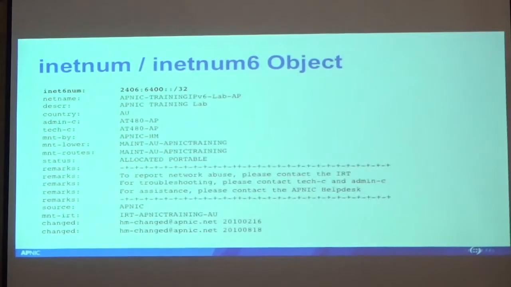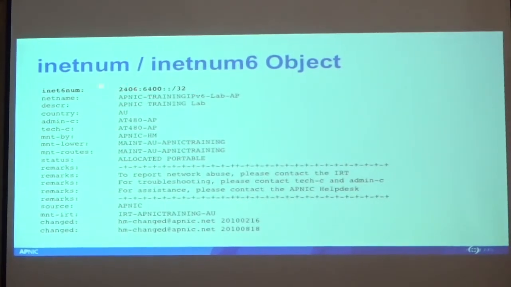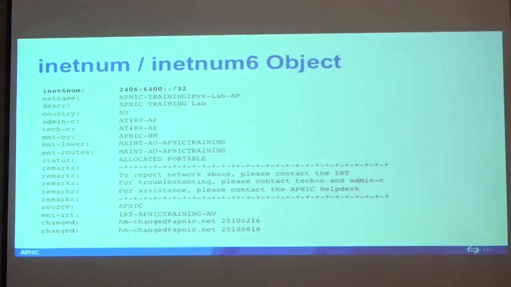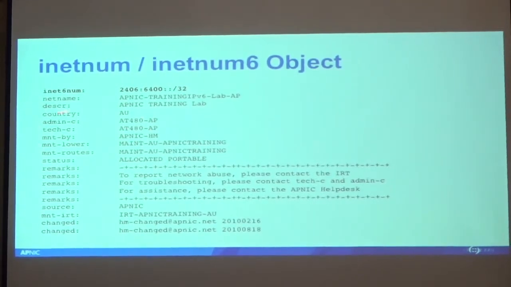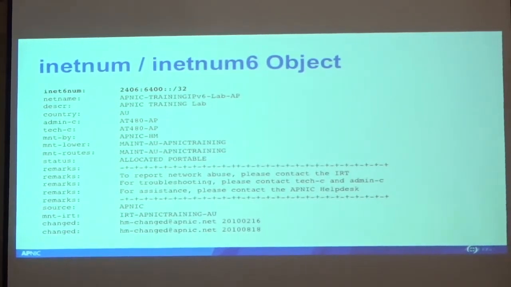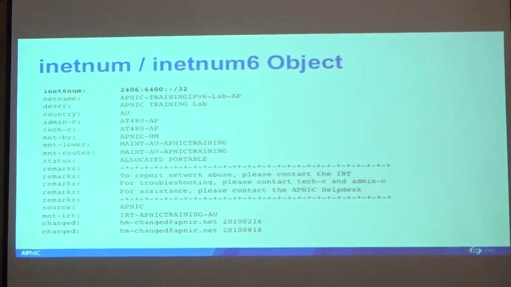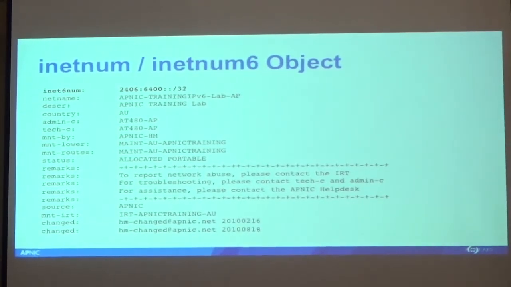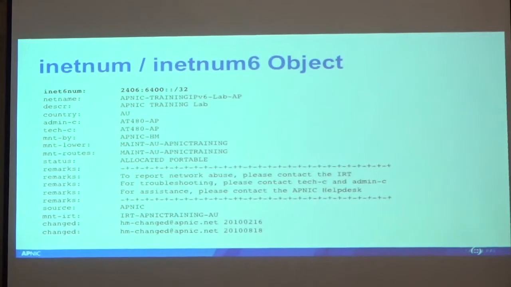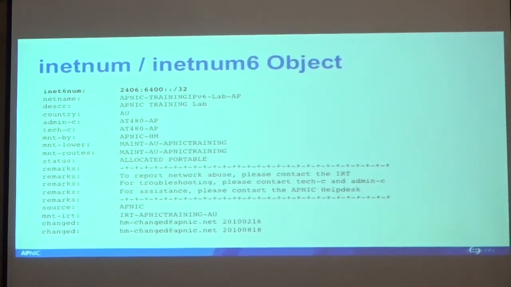Example of an INET6-NUM object is this. This is the /32 block for APNIC training. So that's your main key value there, net name, description, country, and you have their administrative contact and technical contacts. Again, if I have any questions and issues for this prefix, say I notice that I'm receiving a lot of spam coming from this IP address, or maybe they're announcing that block, they're not supposed to do that, then I can contact these administrative or technical contacts.